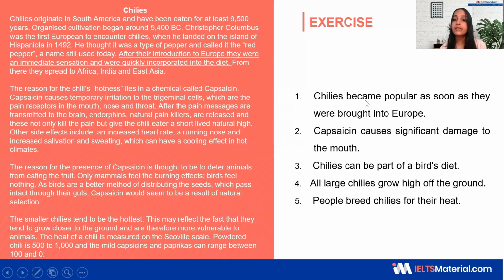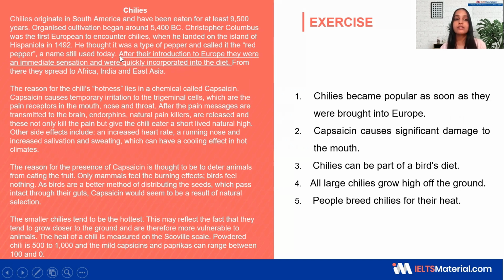For example, chilies became popular as soon as they were brought into Europe. So you have understood the meaning of the question. Now scan for the keywords in the passage. So here are our keywords. Remember that the keywords may not exactly match. It could be paraphrased. Also, what you need to keep in mind is that you should understand the meaning of the whole statement and not just the matching keywords. So understand the meaning of this question statement and understand the meaning of the keywords given in the passage. And then you will see whether it's going to be true, false, or not given.